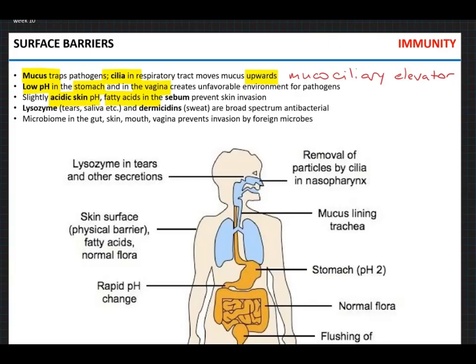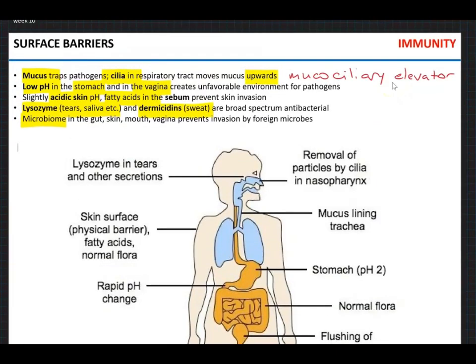And then this pervasive protein, lysozyme, that is found in pretty much any secretion from tears and sweat to mucosal secretions, non-specifically kills bacterial cells. Dermicidins, special proteins produced on the skin, also kill microorganisms. And last but not least, microbiome provides a pretty good barrier from the invasion.